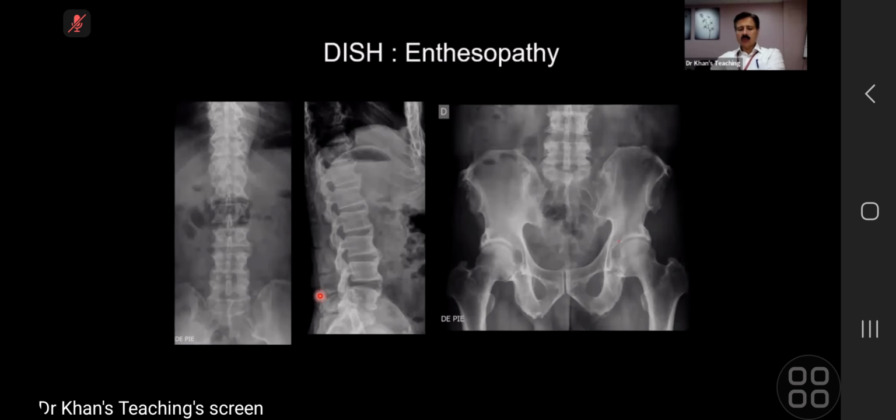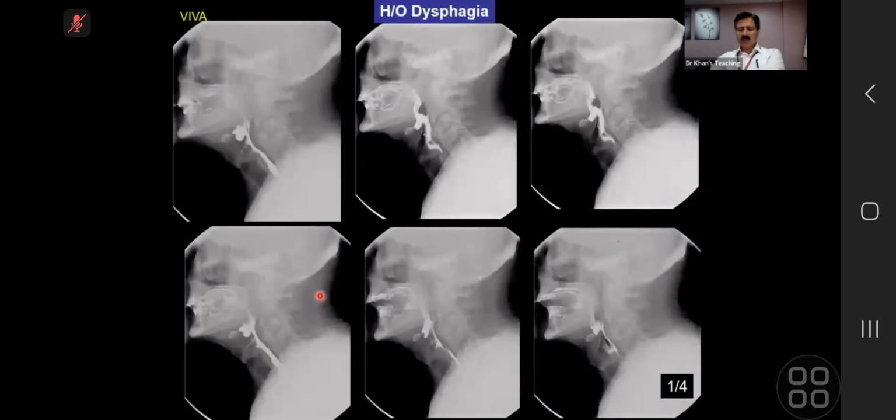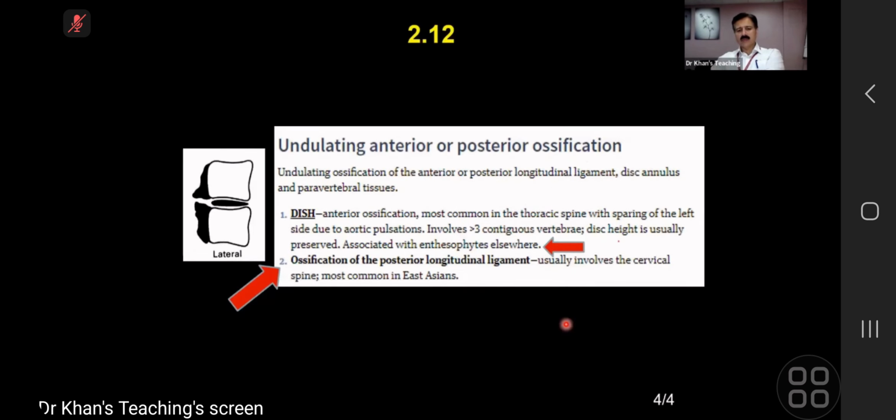Now, please also remember that DISH can also cause other kinds of enthesopathy. And it is written in your Chapman also. So this is a case in which this was the picture of DISH, and you can again see this whiskering here and ossification here. And if you don't know it, then you will be surprised at what is happening. So DISH can also cause enthesopathy.